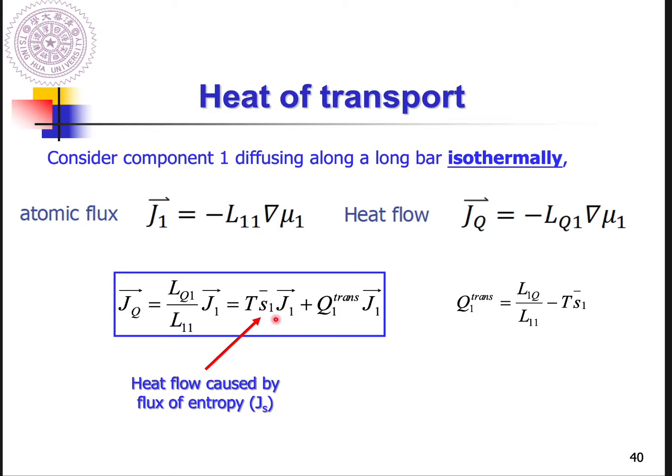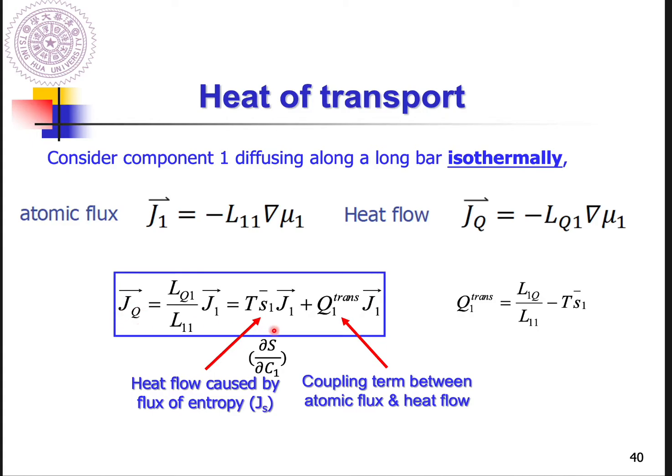And plus, this term is the heat flux contributed by the entropy flux, and also plus another term. This term is related to what? It is the atomic flux times the heat of transport. So the heat of transport is the coupling term between the atomic flux and the heat flow. This slide demonstrates that even if you put a material at constant temperature, if there is diffusion happening in this material, there must exist a heat flow passing through this material.